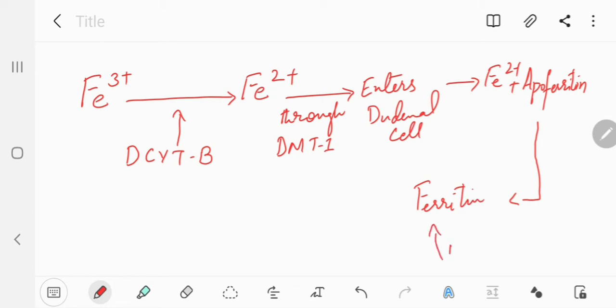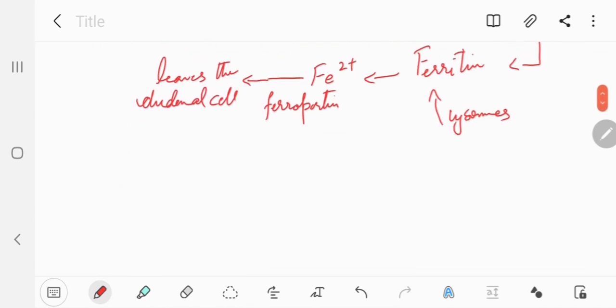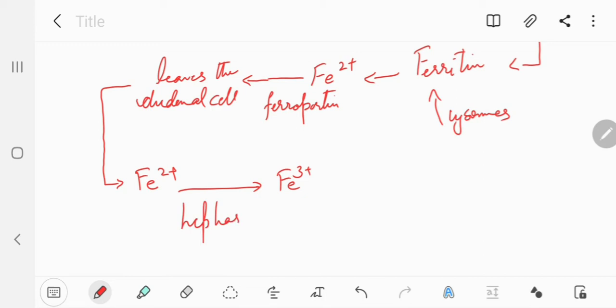The ferritin undergoes lysosomal action and gives away ferrous iron again. This ferrous iron then leaves the duodenal cell through the transporter that is known as ferroportin. Then this ferrous is converted to ferric iron through an enzyme which is known as hephaestin.